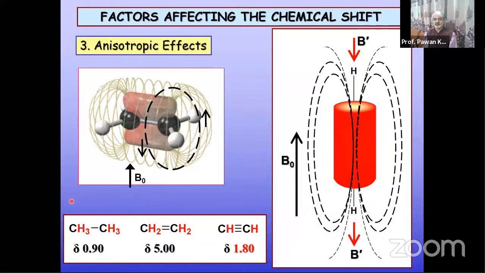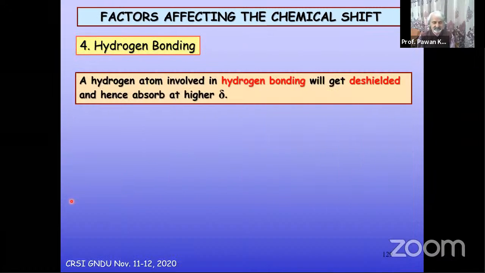So there can be one question coming to your mind: if it is in the shielding zone, then the value should come less than 0.9. So why is it coming at 1.8 or 2? I think that you should think on your own, and I'll be happy to answer in the end if you still have a question. And the fourth factor is the hydrogen bonding.